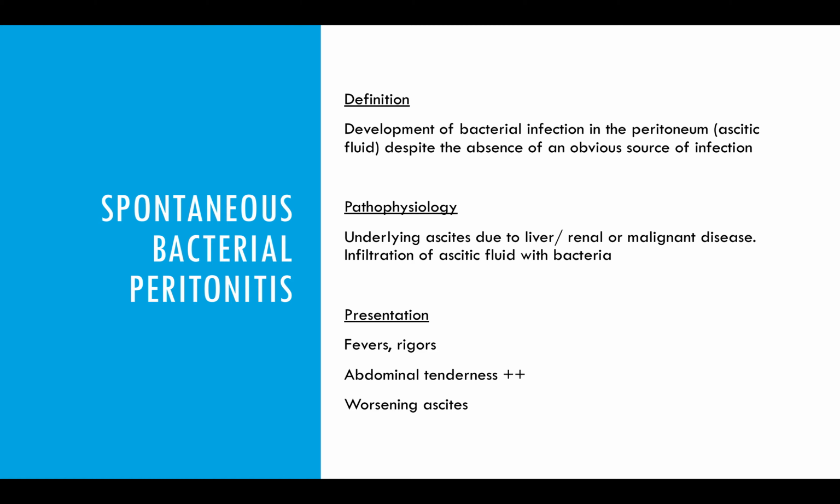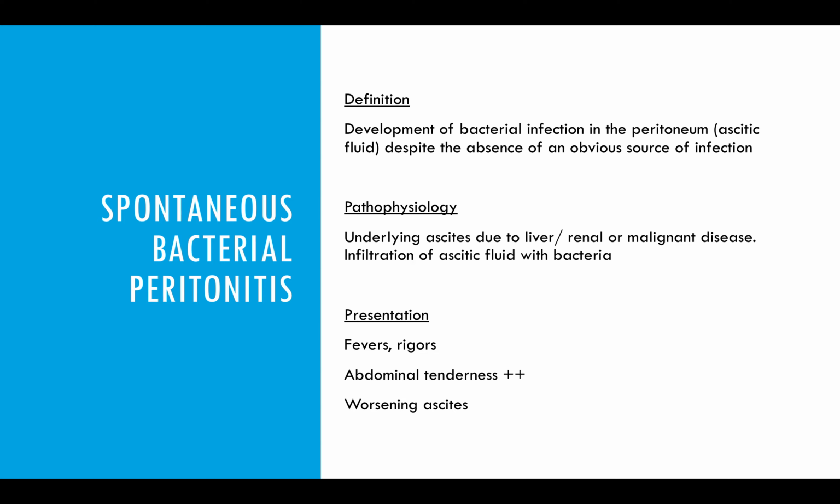Now, what happens is, for some reason, they get an infiltration of bacteria into that fluid. It's not really known, there's no obvious source, and hence the name spontaneous. These patients can be really unwell, so they can have fevers and rigors, they can get worsening of their ascites, and the main thing is that the abdomen becomes really tender. Now, ascites should not be that tender. It's often uncomfortable, but it shouldn't be tender.